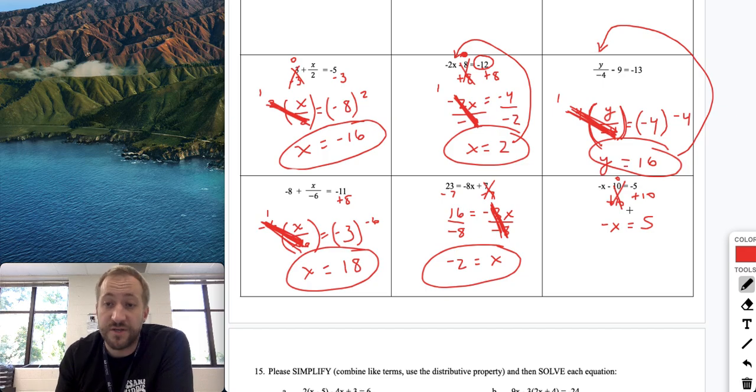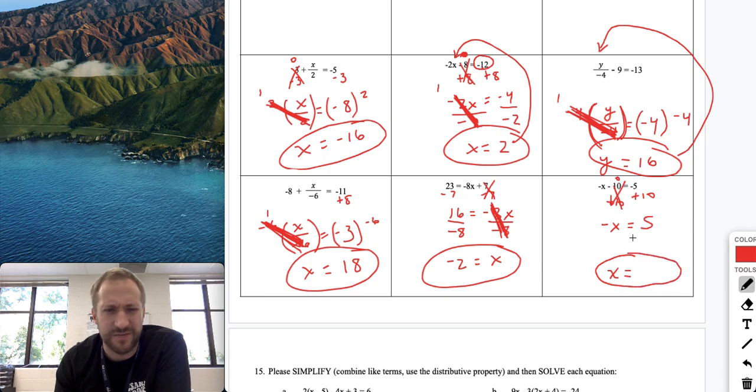Some kids would just circle this as their answer and be done with it. That is not correct, though. If you put this on your test, I couldn't give you full credit. The reason is because we're never solving for negative x. I never want you to tell me what negative x is. I want you to tell me what x is. We're looking for x equals, not negative x equals.